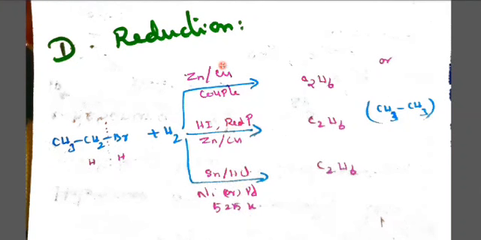Whatever reducing agent is used, we get the same compound: ethane. Here the C-Br bond gets broken, and hydrogen is added, so we get CH3-CH3 and HBr. In short, we can write C2H6.